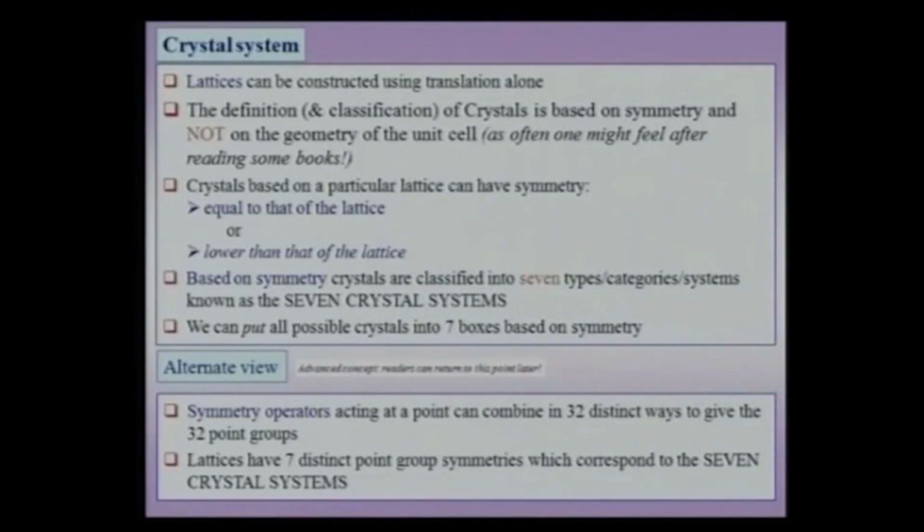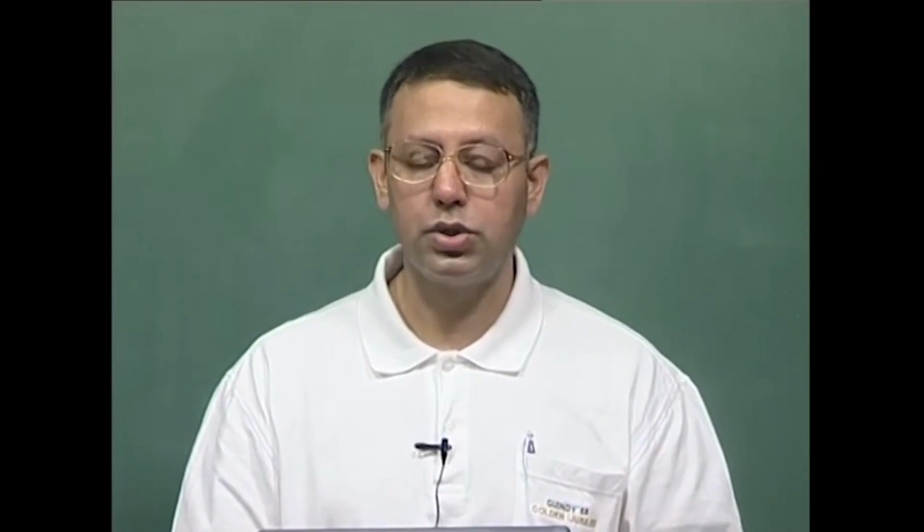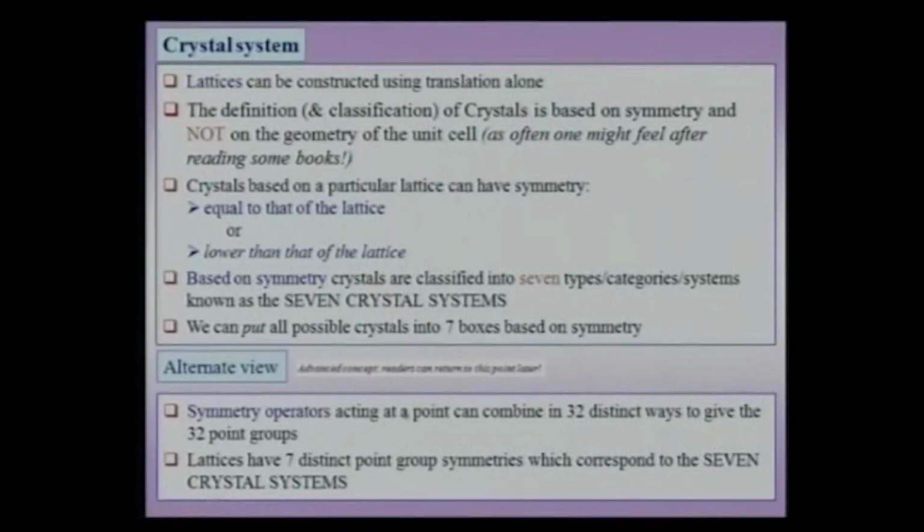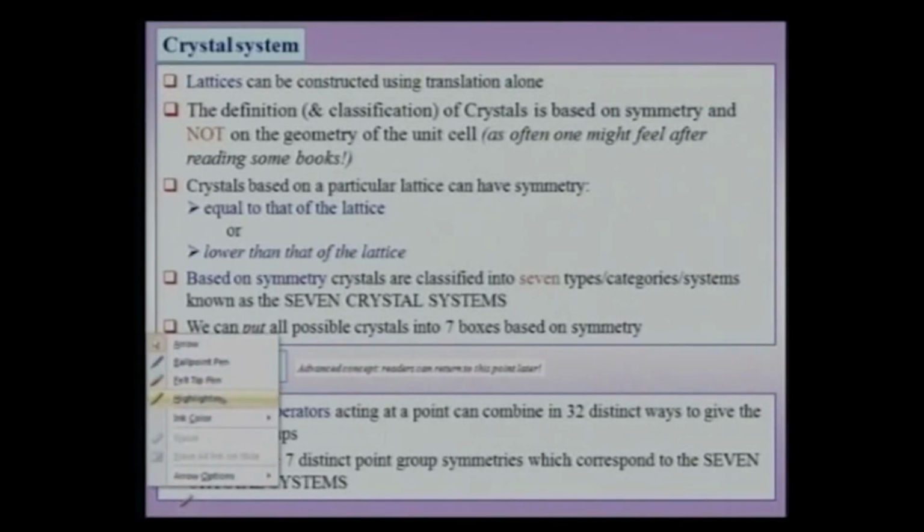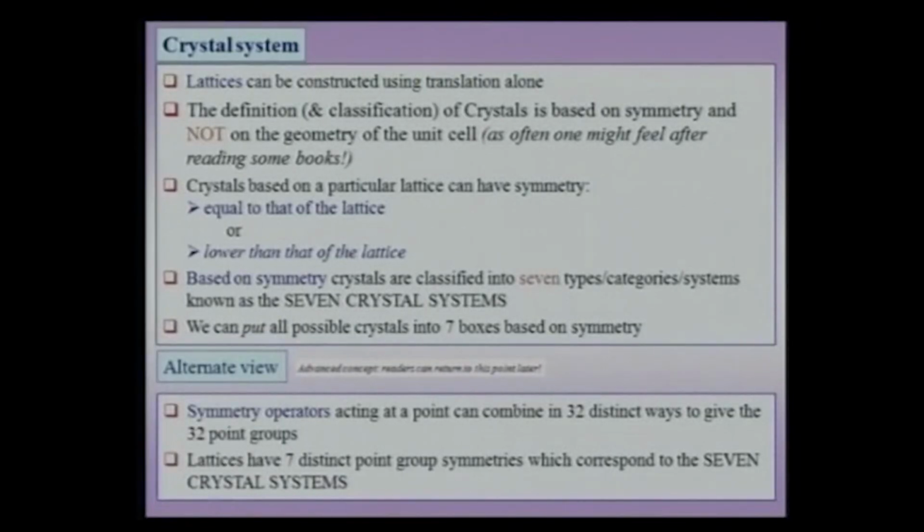An advanced kind of consideration at this point of time, but it might enthuse you to go ahead and read about these aspects in a more detailed text like Elementary Crystallography by Burger. The points I mention are: symmetry operators acting at a point can combine in 32 distinct ways to give the 32 point groups. Lattices have 7 distinct point group symmetries which correspond to the 7 crystal systems. So, there is a very sound basis for why we should have 7 crystal systems, that is absolutely clear. So, the important points to highlight are the point which has been outlined in this dotted box.